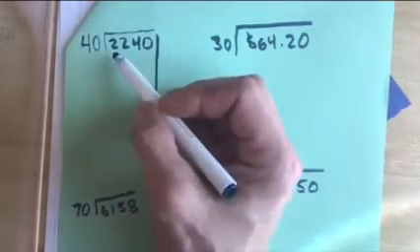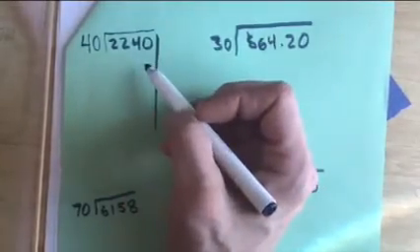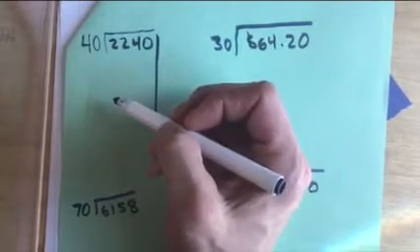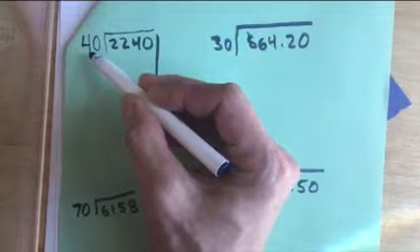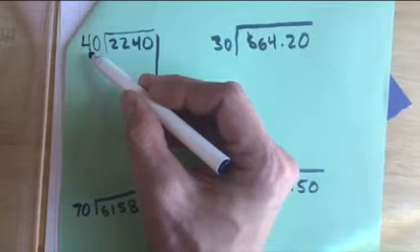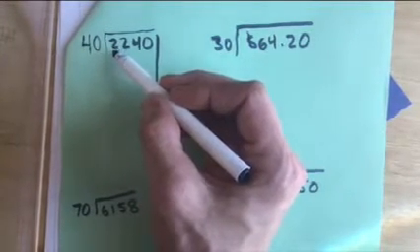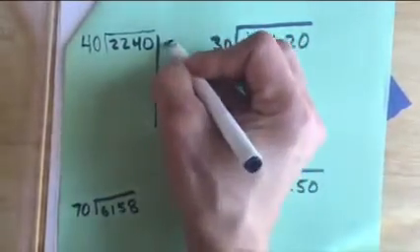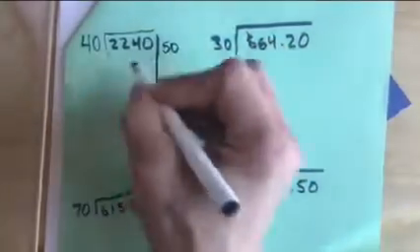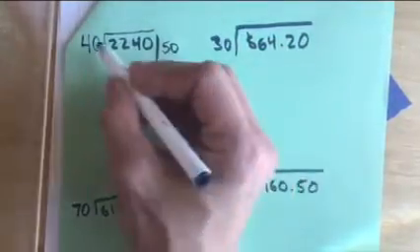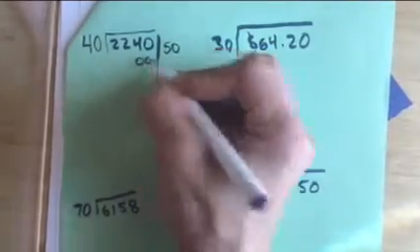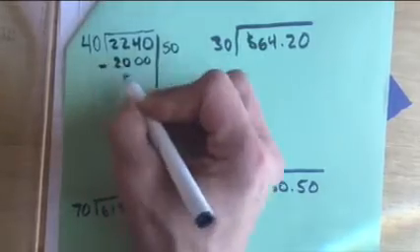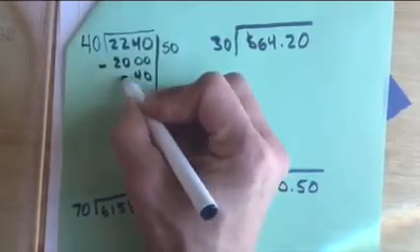So we got 40 going into 2,240. So I want to know, how close can I get 40 to 2,000? Well, if I times this by 100, I would have 4,000. But I only want half that, right? I only want 2,000. Well, what's half of 100? Half of 100 is 50. So if I take 50 times 40, I'll get pretty close. So let's see here. I got two zeros, so I put my two zeros down. And then I take my 5 times my 4, which is 20. I subtract, and I have 240 left.